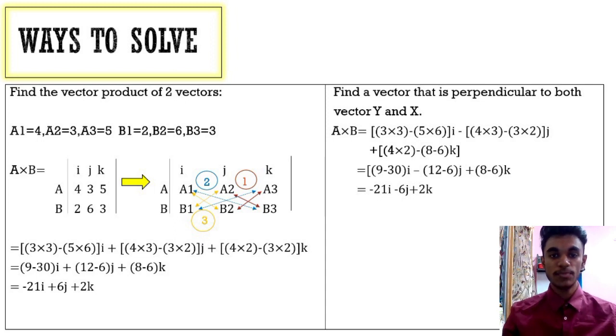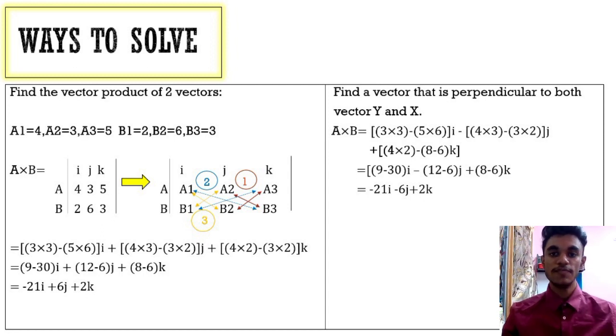Same applies to the other columns. If you want to find the j value, you must close the j column. If you want to find the k value, you must close the k column. After you do this and solve it, you'll get the last answer, which is negative 21i plus 6j plus 2k.